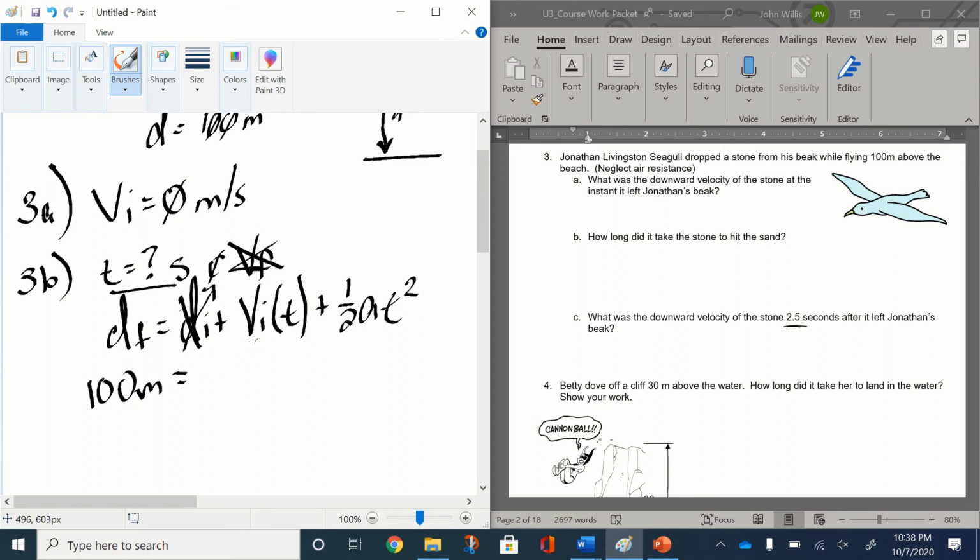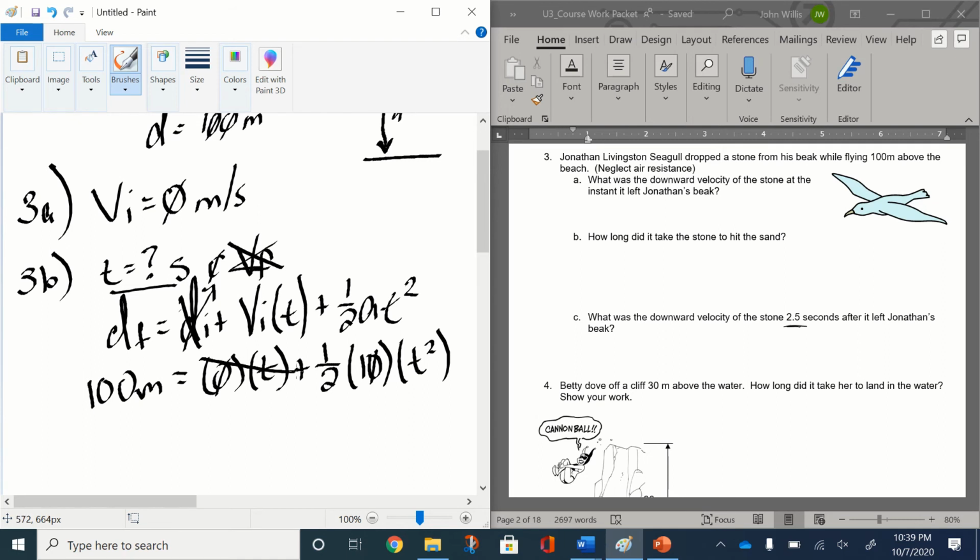Then I've also got my initial velocity, which I've already talked about at length as being 0. Time is what I'm solving for, so that's a variable I'm going to leave alone. And then I've got 1/2 of 10 multiplied by t squared. I'm going to put the square in parentheses to remind you that it's only time that's being squared. We're not squaring the 10, we're not squaring the 1/2, only time is getting squared.